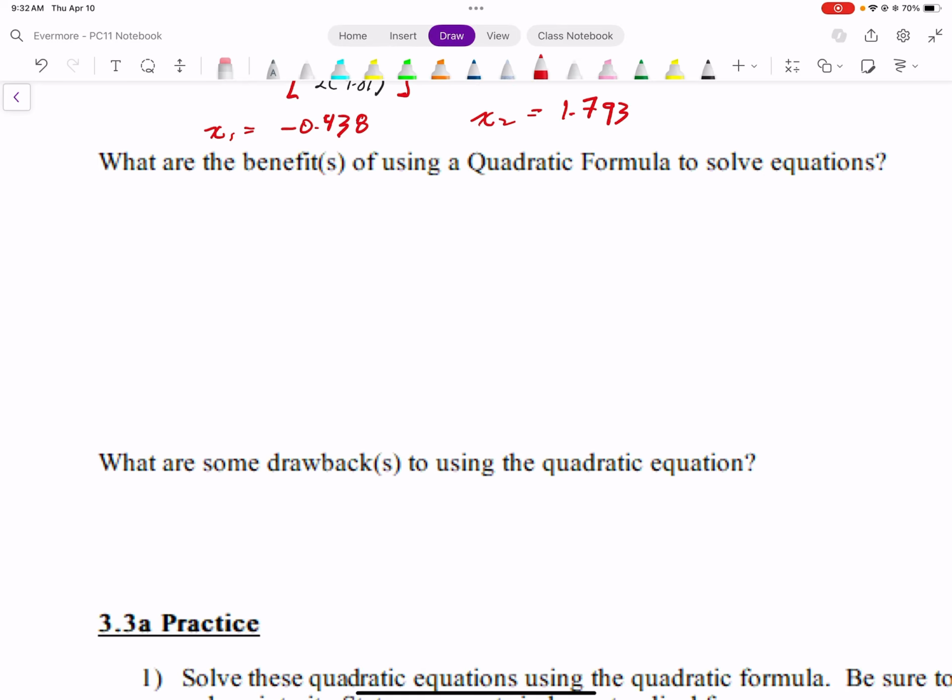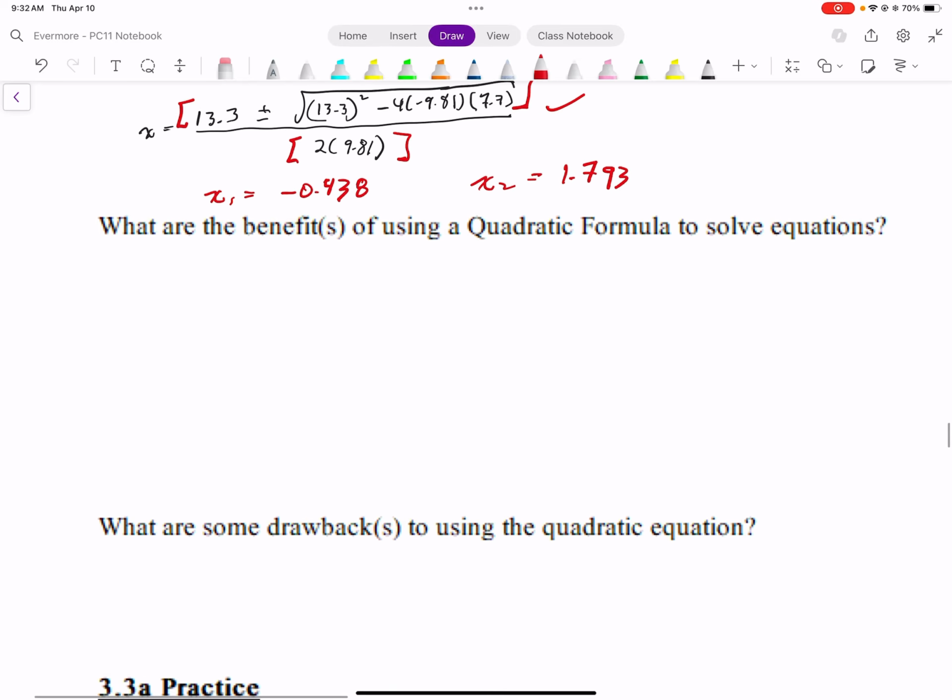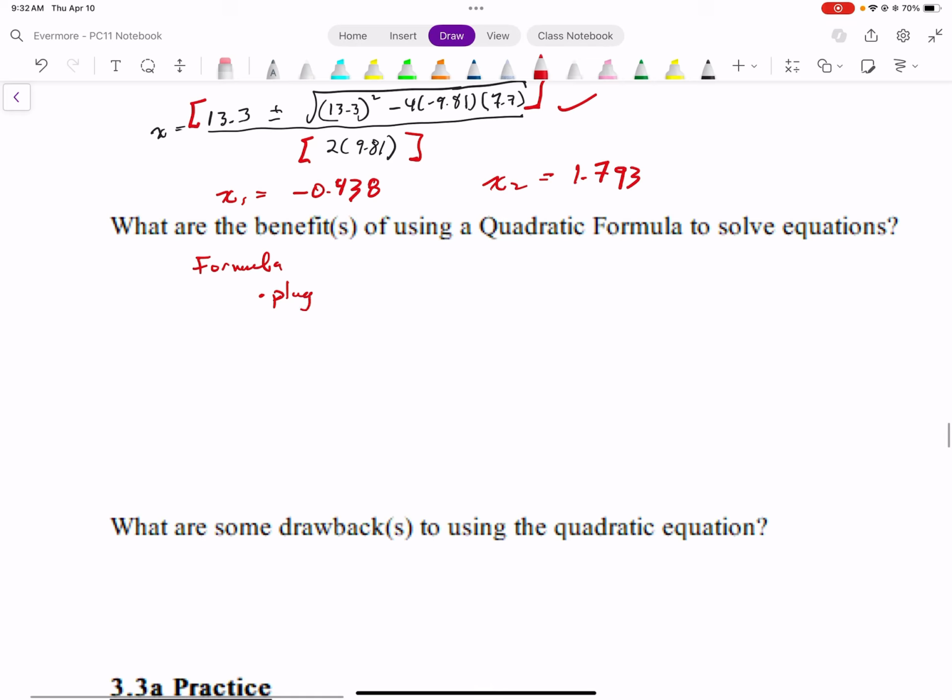What are some benefits for using the quadratic formula? It's a formula. Everybody loves formula. So you plug it in and calculate. It's super fun. It solves any equation. That's pretty fantastic, even ones you can't factor. So this always works.